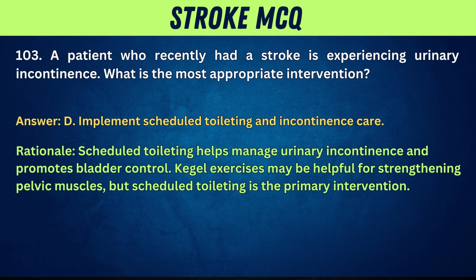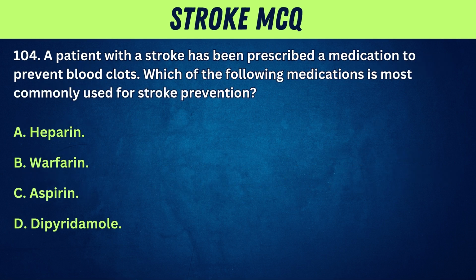Answer: D. Implement scheduled toileting and incontinence care. Rationale: scheduled toileting helps manage urinary incontinence and promotes bladder control. Kegel exercises may be helpful for strengthening pelvic muscles, but scheduled toileting is the primary intervention.